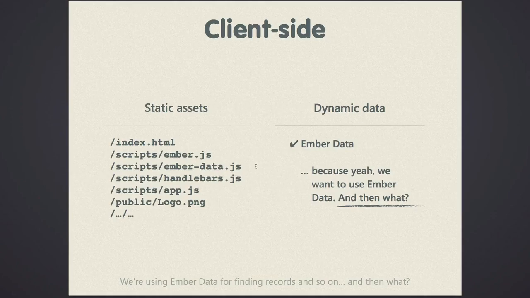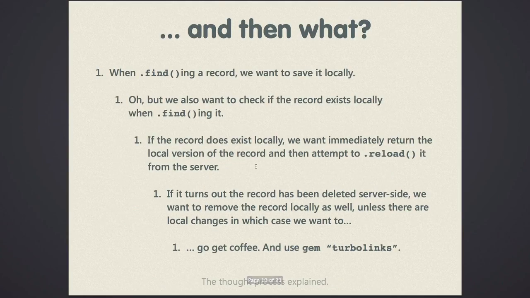So anyway, we're working under the assumption that we got an Ember setup here, using Ember.js and Handlebars and all that, and Ember Data. So we got all the static assets cached via the cache manifest, that's nice. And we got dynamic data, we know we want to work with these using Ember Data. And then what? So what are we going to do about that?